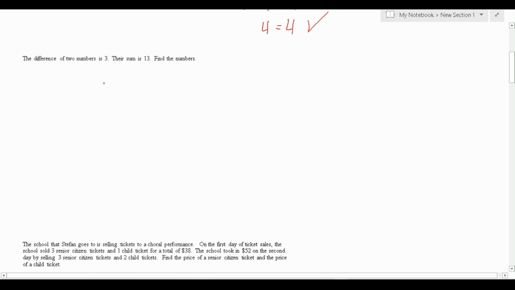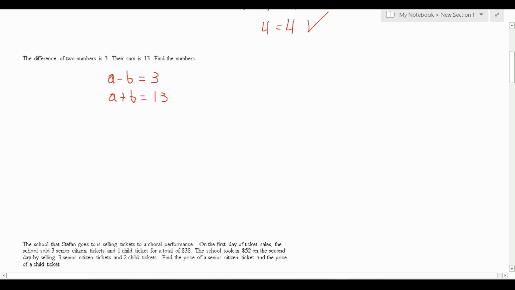The difference of two numbers is 3. Again, I like to use x and y, but just for practice, let's use a and b. So a minus b is 3. Again, that refers to the difference of two numbers being 3, and the sum of them, a plus b, is 13. And just like that, we took the word problem and translated it into a system of equations where we can use either the substitution or elimination method to solve.